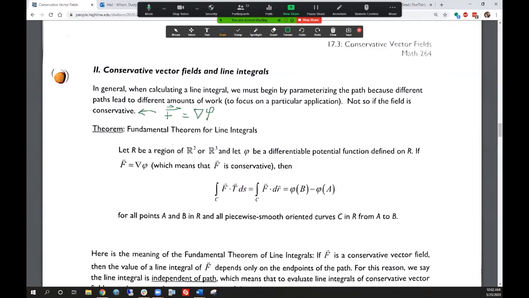So the fundamental theorem for line integrals. Let R be a region in R2 or R3, and let phi be a differentiable potential function defined on R. If big F is equal to the gradient of phi, that is, F is conservative, then the work, which we always find by finding the line integral of F, the tangential component of the force along the curve, or just F dot dr, can be calculated by simply looking at the difference in the potential function: potential function at B minus potential function at A.